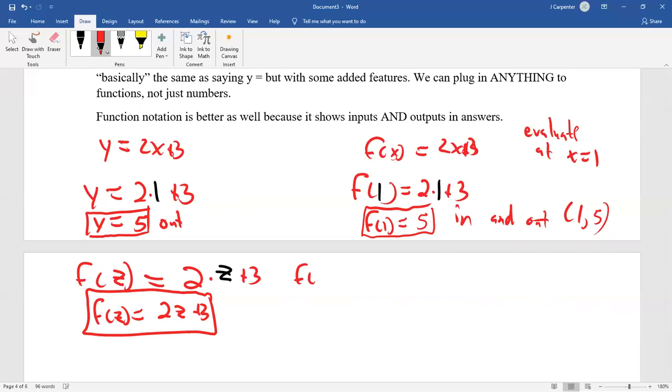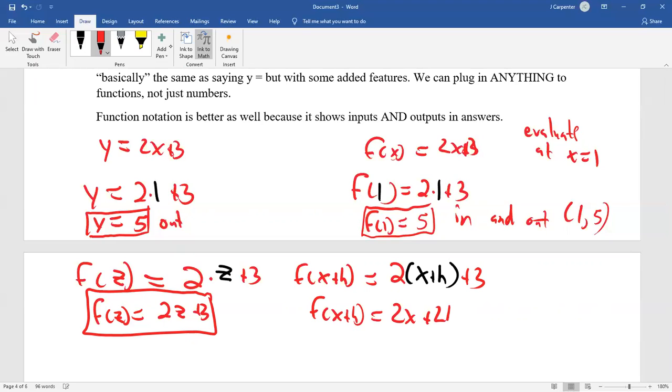Or I could do f of x plus h. This is something we will do a ton of for the first couple of weeks. This is a very important concept. So now, instead of doing 2x, it's 2 times, and because I'm plugging in a binomial, I have to use parentheses to make sure it distributes correctly. So this black ink was just the red x originally. We're plugging in what's inside the parentheses. There it is. But you can actually distribute that too. So f of x plus h is equal to 2x plus 2h plus 3.